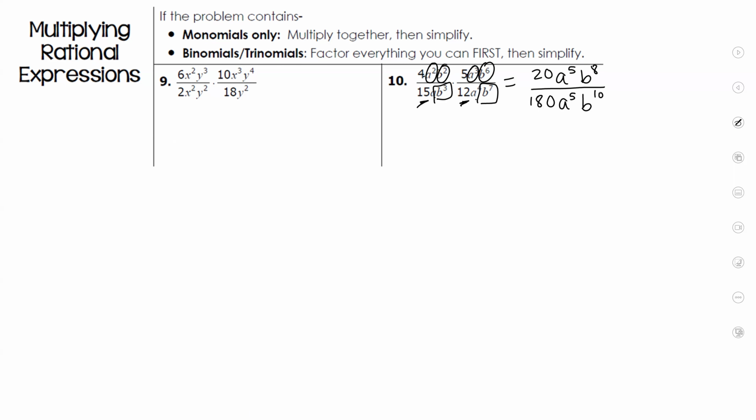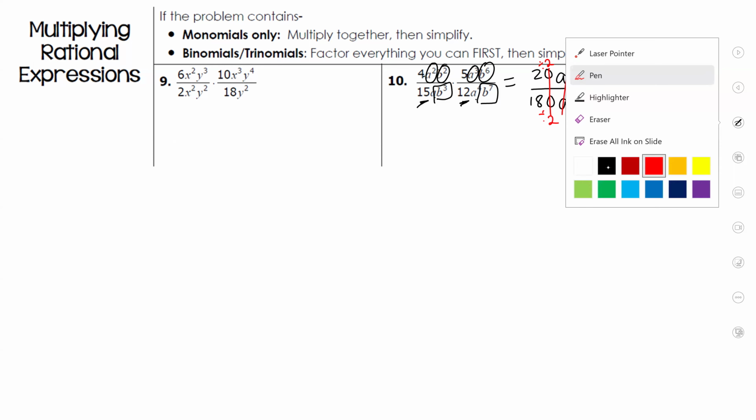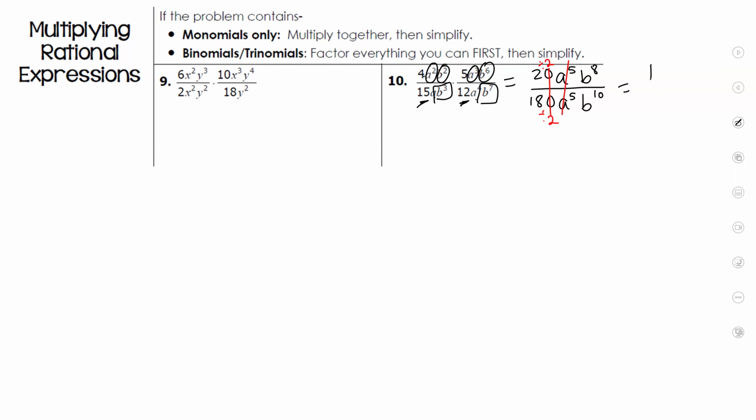Okay, now we just simplify. A to the 5th, those cancel. These zeros can cancel. What can we divide 2 and 18 by? Both by 2. So we get 1 over 18 divided by 2 is 9. I have 8 b's on top and 10 b's on bottom. So I'll be left with b squared in the denominator. So that's your answer.